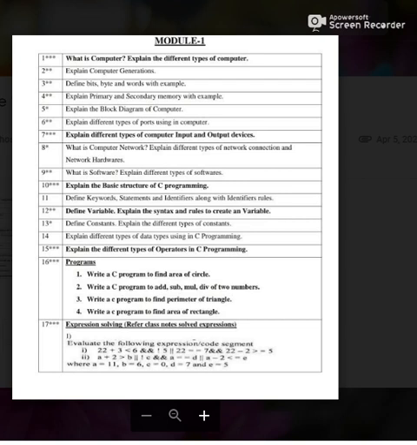For the perimeter of a triangle, write down the formula. According to that formula, take input and output variables. Then write a program to find the area of a rectangle. How do we find the area of a rectangle? Length into breadth. Here you need to take two inputs, length as well as breadth, and then you store the result in an output variable.